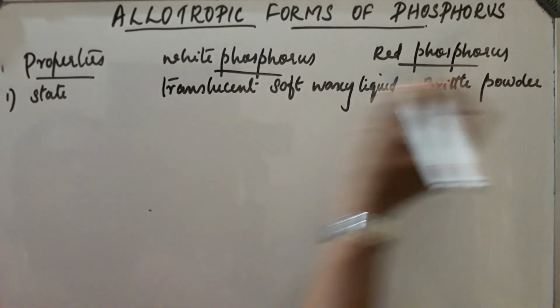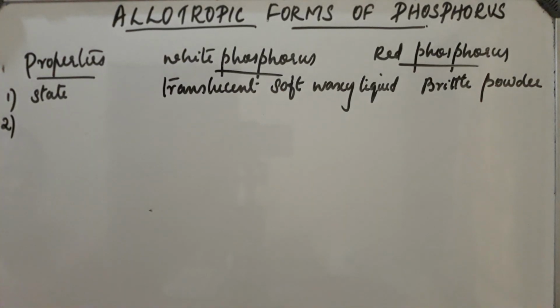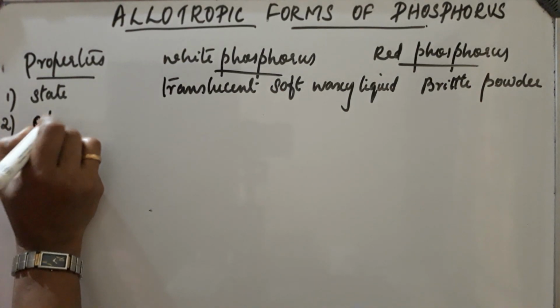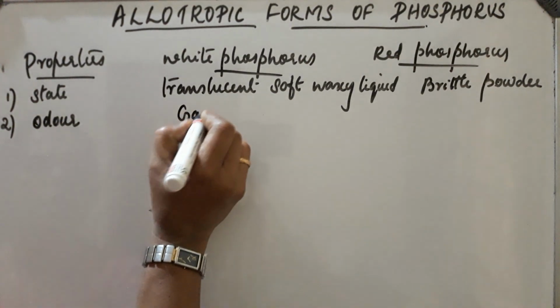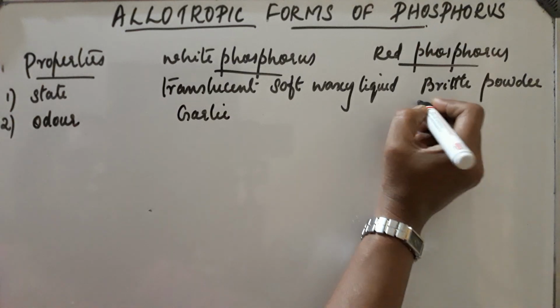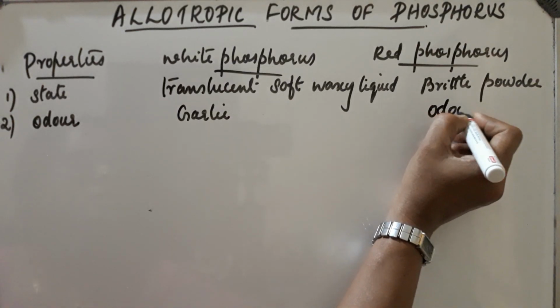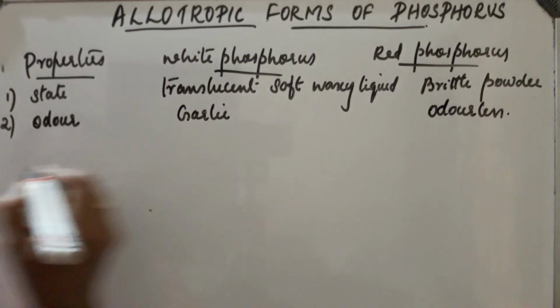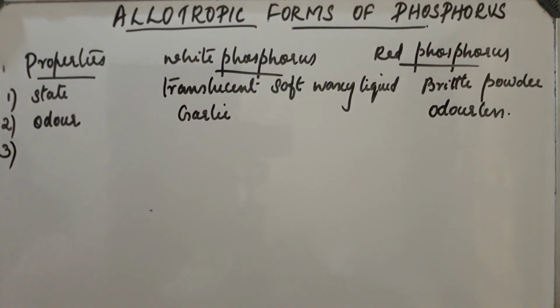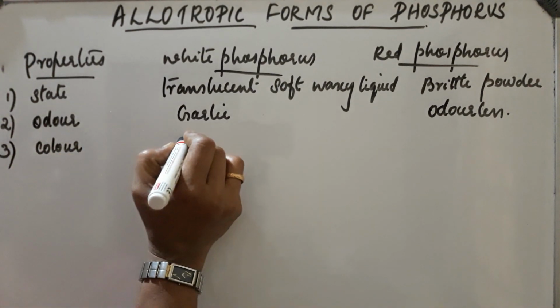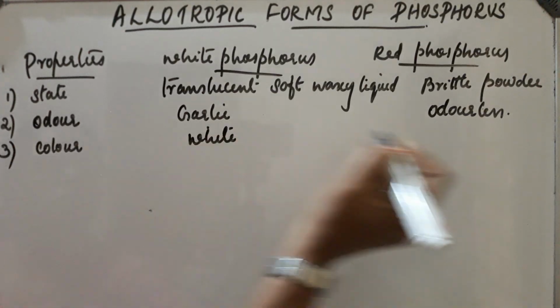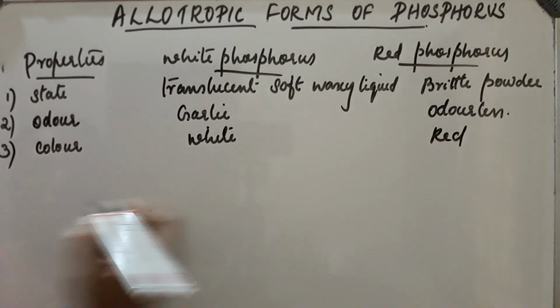Second property, for the different physical properties we are discussing: odor or smell. White phosphorus has a garlic smell and red phosphorus is odorless. Third point, color. White phosphorus is pure white in color and red phosphorus is red in color.